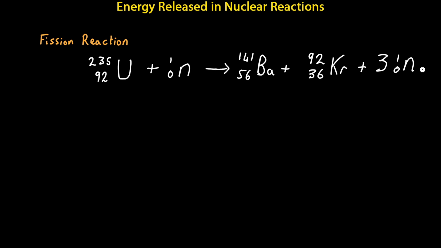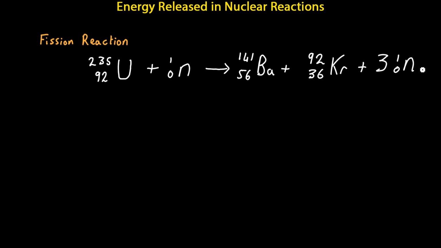So on the left-hand side of the equation, we've got the reactants. We've got uranium-235, and the 235 tells us that there are a sum total of 235 neutrons plus protons in the nucleus, and the 92 represents the number of protons in uranium. And this uranium nucleus is going to come into contact with a neutron.